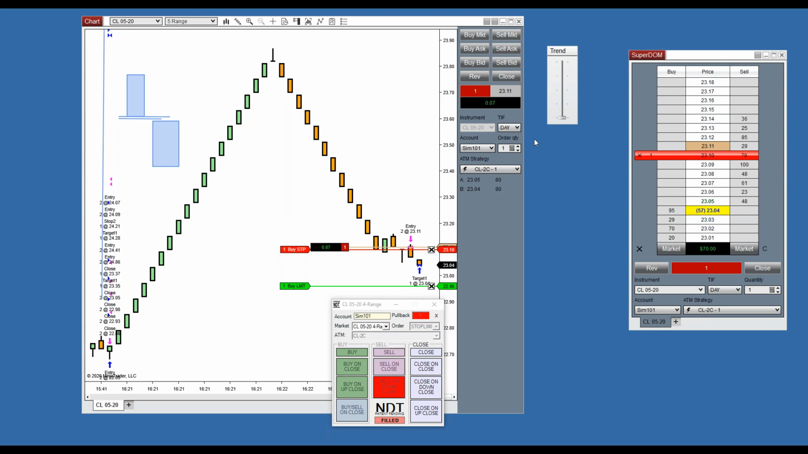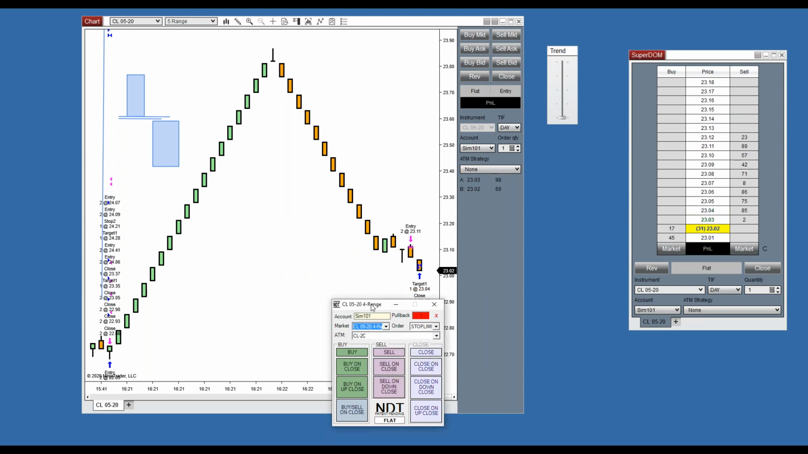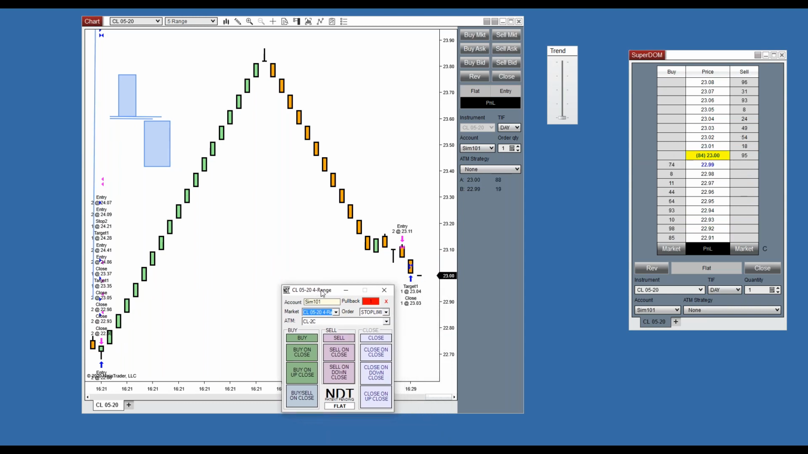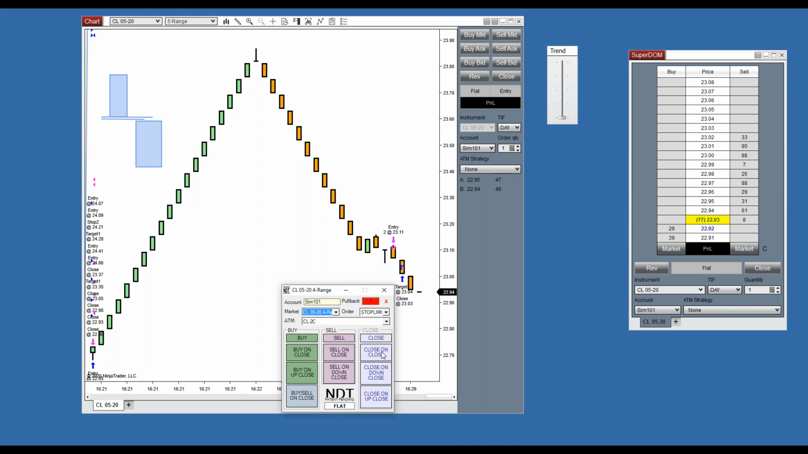Target filled. So let me close the trade. Order filled. Now some people who trade Renko, and I didn't configure an NDT for Renko, but this NDT will work very, very well on Renko, will want to buy or sell, will want to close on candle close, irrespective of the direction that it's going. So let's say it's heading down. Let's get into a trade.